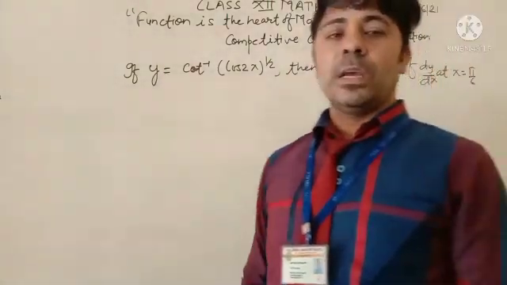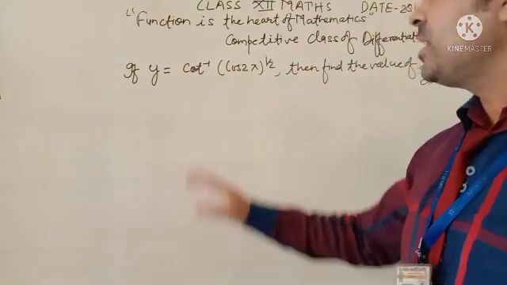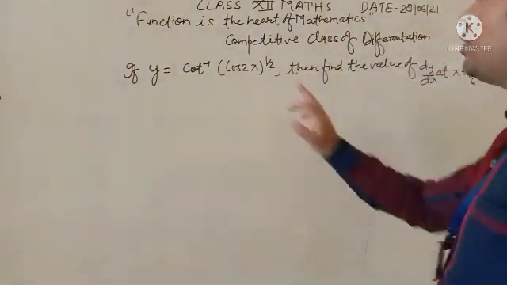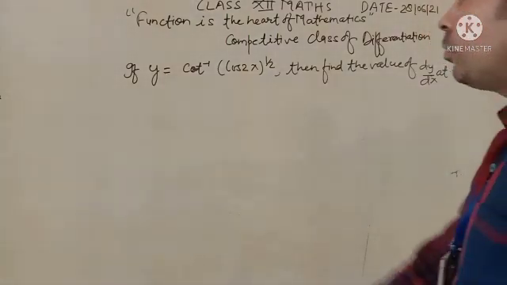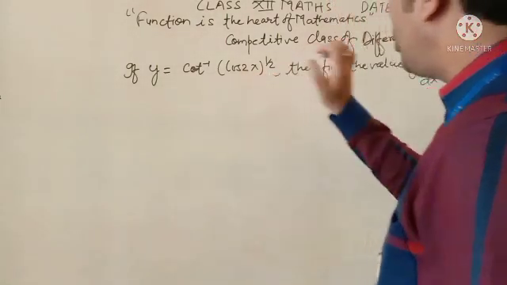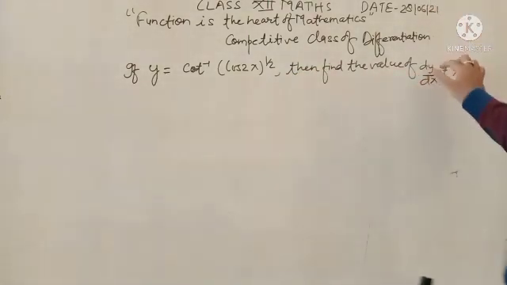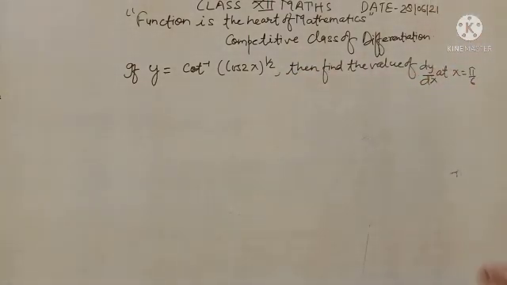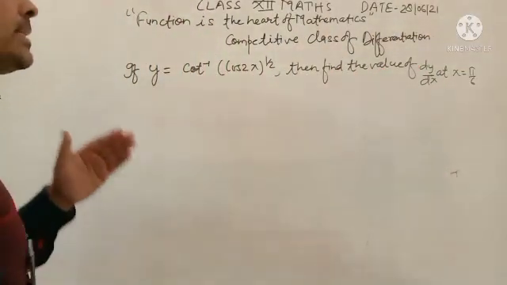The question is: if y is equal to cot inverse of (cos 2x) to the power 1 upon 2, then find the value of dy upon dx at x is equal to pi by 6.